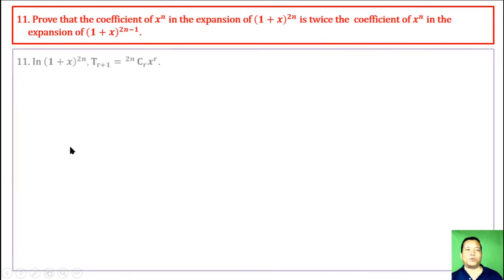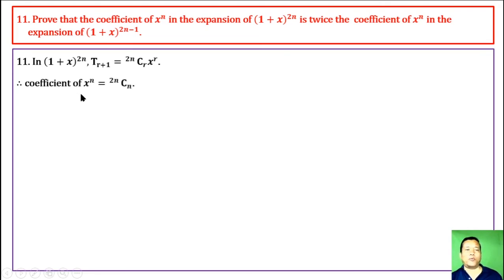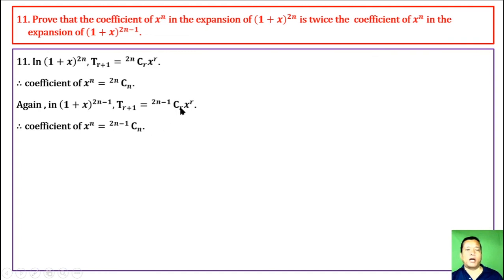In this, T of r plus 1 is twice n Cr x to the power r. Therefore, coefficient of x to the power n, when r is replaced by n, we get twice n Cn. Again, in (1 plus x) whole to the power twice n minus 1, its general term is twice n minus 1 Cr x to the power r. Therefore, coefficient of x power n, when r is replaced by n, we get twice n minus 1 Cn.